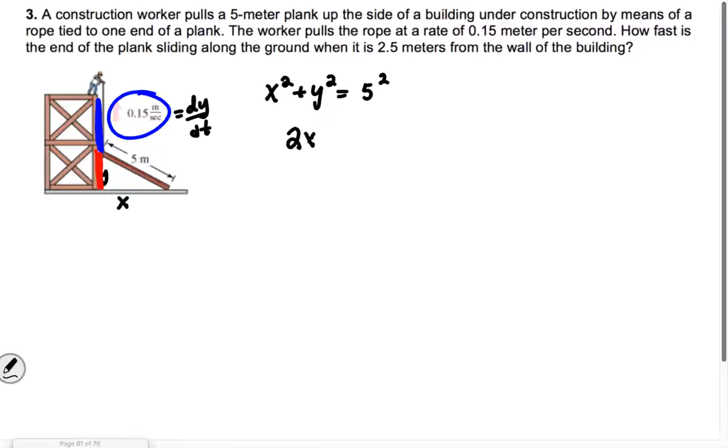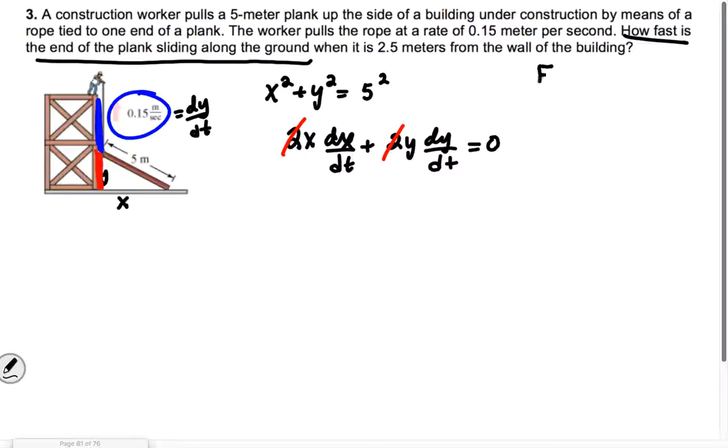So we take the derivative and we get 2x dx over dt plus 2y dy over dt equals 0. And we can divide by 2 if you want to just get rid of the 2's. I do that a lot on these Pythagorean theorem ones. And then we start plugging in. So we want to find how fast is the end of the plank sliding along the ground. So we want to find dx over dt when x is 2.5 meters from the wall.